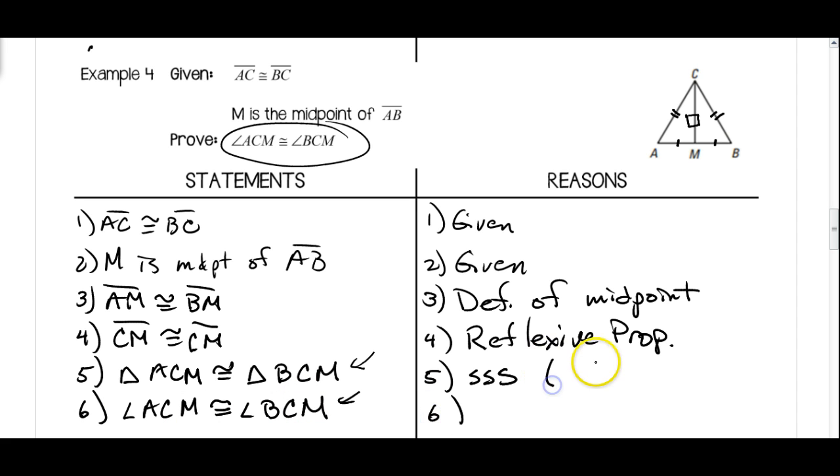Okay, let's put our steps here in number 5. So that's 1, 3, and 4. And then once the triangles are congruent, I know all the other corresponding parts are congruent. Corresponding parts of congruent triangles are congruent, or CPCTC. Okay, so that's really going to be the end of this video.